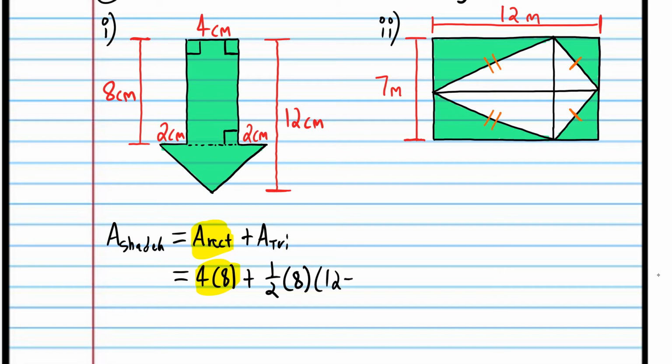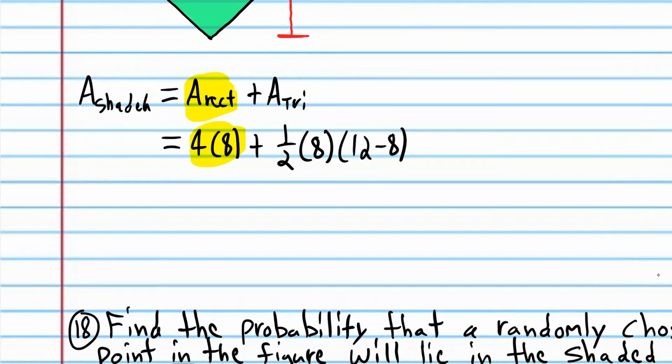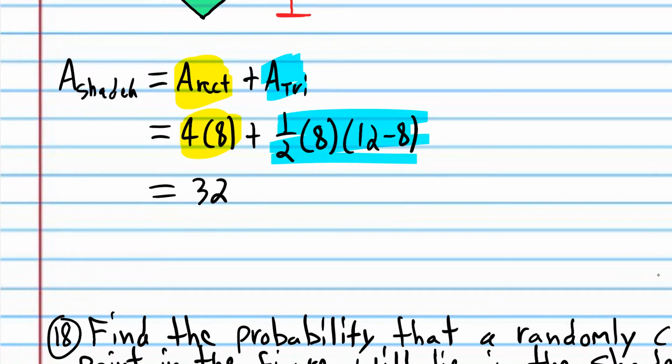And I'm going to go ahead and write that so we can see where we came up with that. So then we end up with 32 plus 1/2 times 8 times 4, and that simplifies to 48.